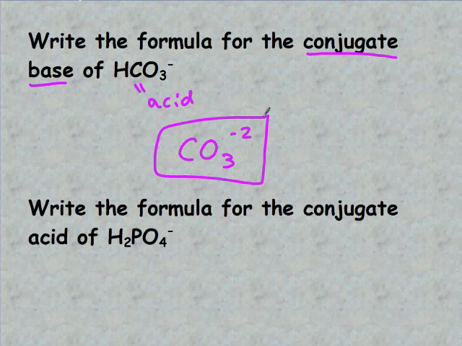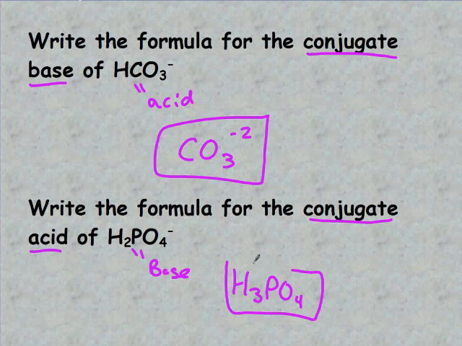Go ahead and pause the video and try the next one on your own. So now we're looking for the conjugate acid, which means this is a base. Bases gain protons, so it's going to have 3 hydrogens now, which means the charge should go up by 1. So it was negative, now it's neutral.